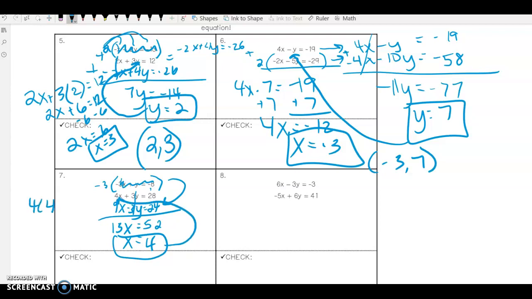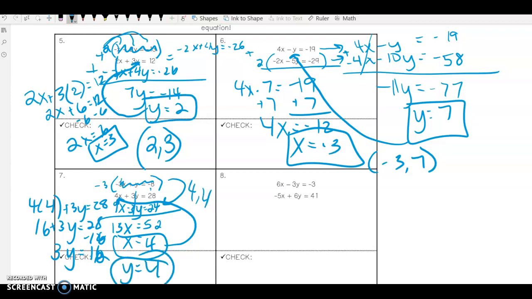4 times 4 is 12 plus 3y equals 28. So I get 12 plus 3y equals 28. I'm going to subtract 12 on both sides. So I get 3y equals 16. Let's see, 16. What did I do? Ooh, 4 times 4 is 16, not 12. That would explain it. So I'm going to subtract 16 on both sides, and I get 12. So y is 4. So my ordered pair, (4, 4).